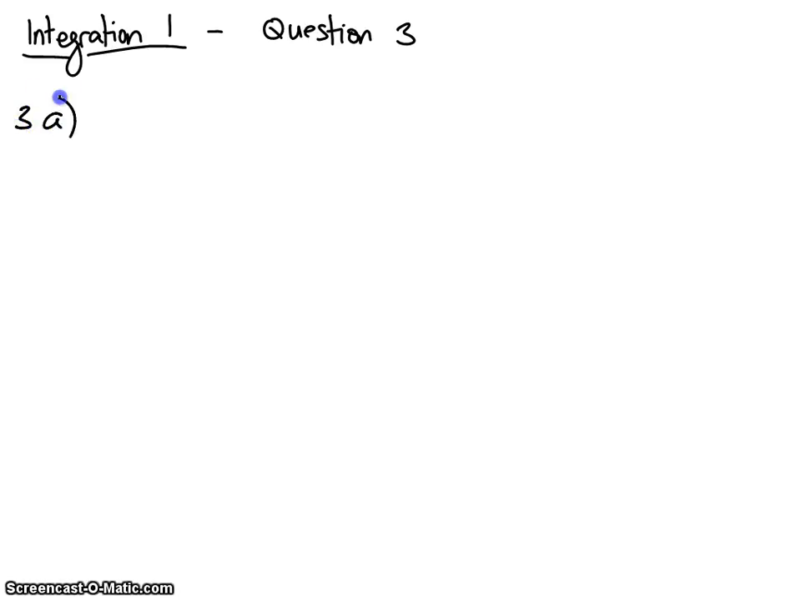So we'll start with question 3a. 3a asks us to integrate 2 sine squared x over 3 with respect to x. Now the problem here is that it's very difficult to integrate sine squared on its own. It's easy if you have a cosine beside it, as we saw in question 1, but when it's on its own it's a little bit more difficult. So what do we do? Well, we actually have to make use of a formula.